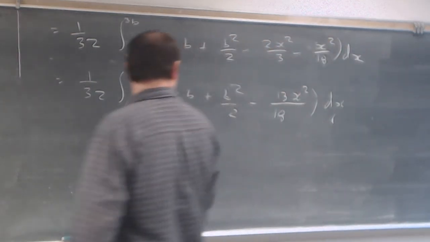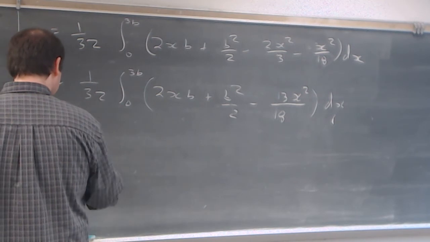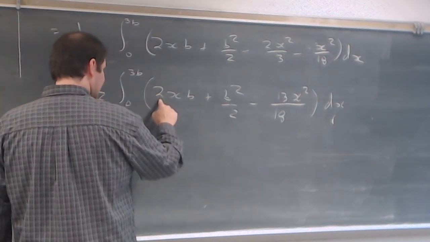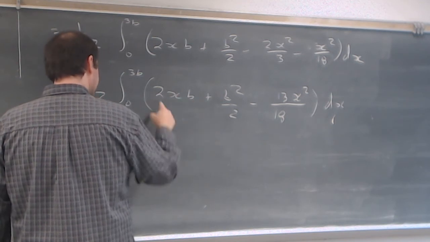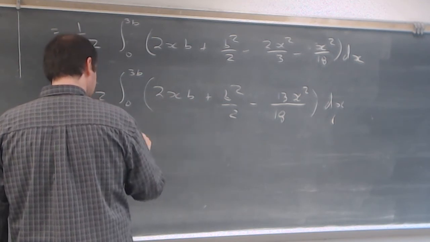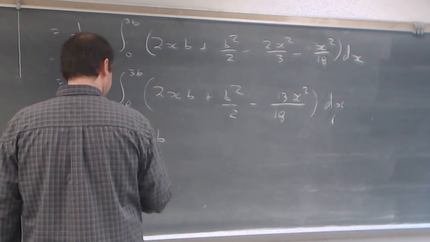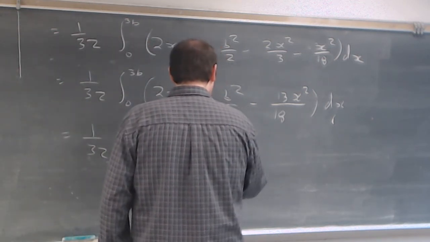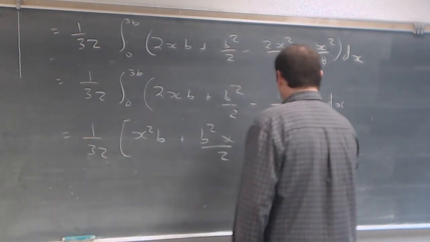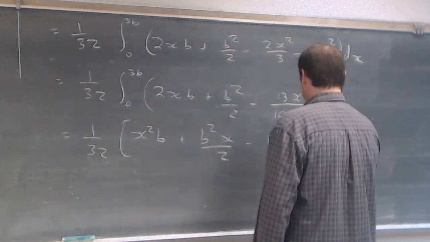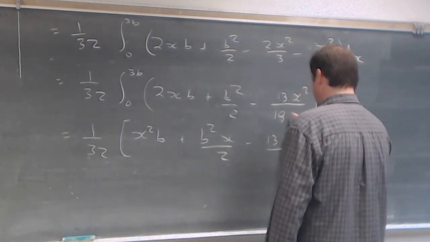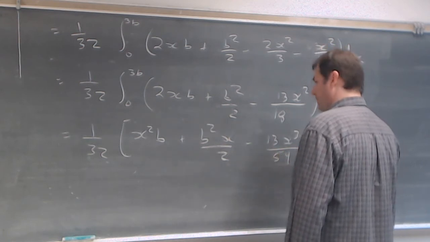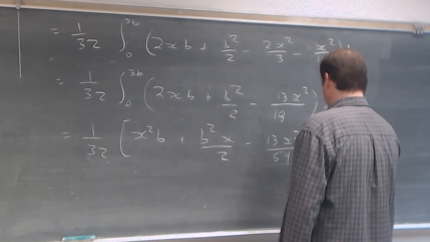Okay, now I'm integrating with respect to x, so this becomes 1 over 32. Here, this x squared over 2 is the antiderivative with the b and the 2. The 2 in the top and the 2 in the bottom are going to cancel. I'm going to be left with x squared b, plus, this is going to be b squared times x over 2 minus, this is going to be 13x to the third over 18 times 3. And so that's going to be 54. And I need to stick in 0 and 3b.